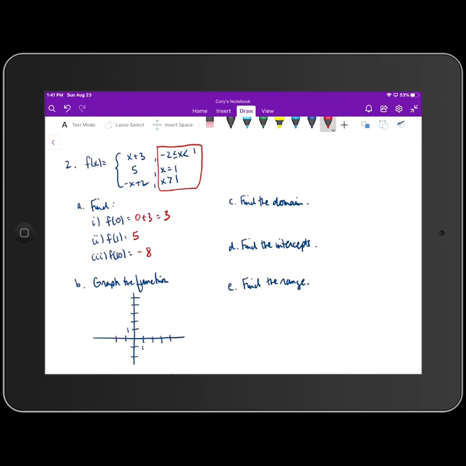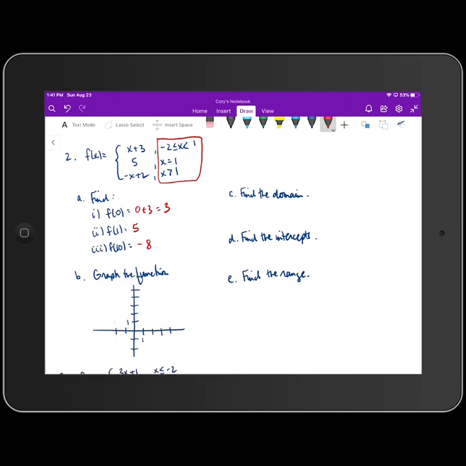Okay, so secondly, we want to sketch the graph of the function. Again, I want to start from left to right. So what I'm going to do is when we have a compound inequality, like we do for the top function, I want to get the function values at the two endpoints of the inequality. Okay, so I'm going to plug -2 into the top function first. So when I plug in -2, we get -2 plus 3, which is 1. So that means that that graph is going to contain the point -2, 1.